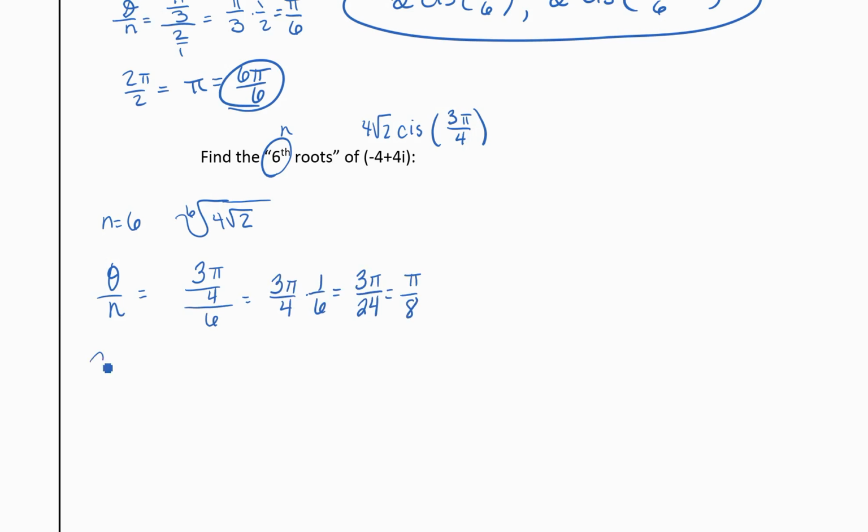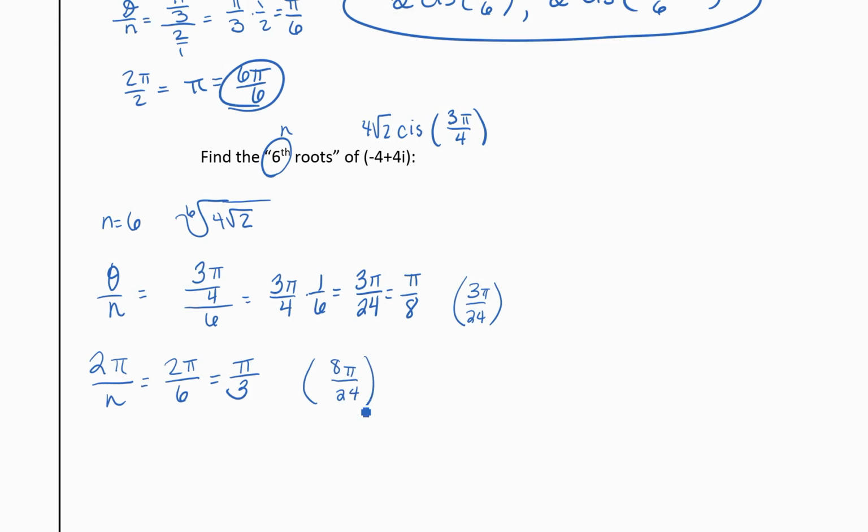Okay, and then what we're going to add each time will be 2 pi over n. So 2 pi over 6 would be the same as pi over 3. Now we're going to want a common denominator here, since we'll be adding pi over 8 and then adding pi over 3. So we're going to have a common denominator of 24. So pi over 8 will be the same as 3 pi over 24. And then when we get ready to add, we'll know that pi over 3 is the same thing as 8 pi over 24.